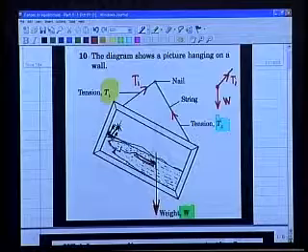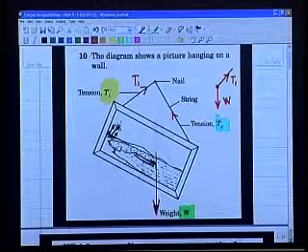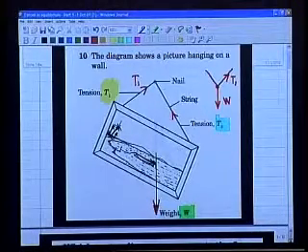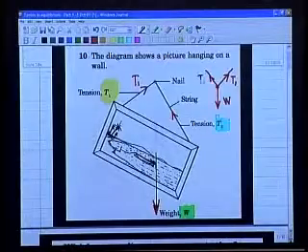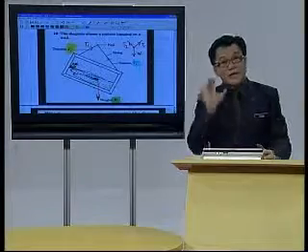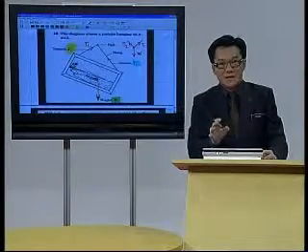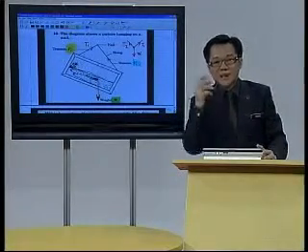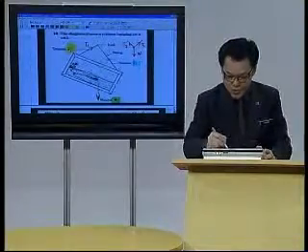And what about T2? Where is it acting? The other direction. All right. Now, this diagram that I have just drawn for you is very important. This will help us get our answer. All right, let me show you how.